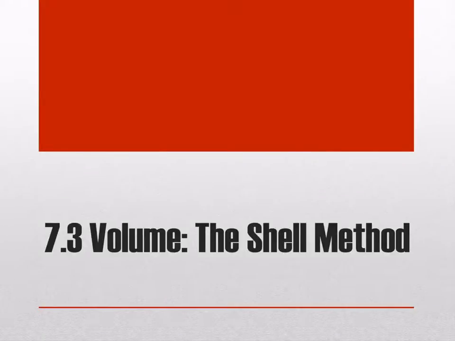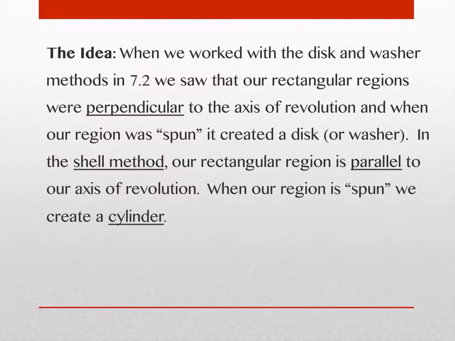Section 7.3 is the shell method, or sometimes you'll hear it called cylindrical shells. We'll talk more about that when we get to the videos where it shows that method. The basic idea is that when we worked with the disk and the washer methods, we saw that our rectangular regions were perpendicular to the axis of revolution.